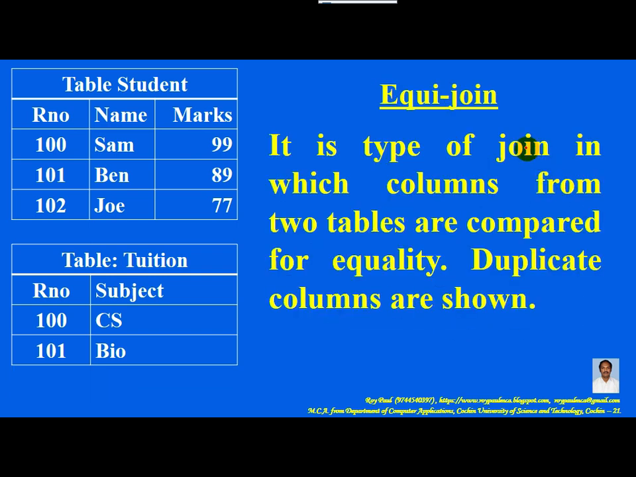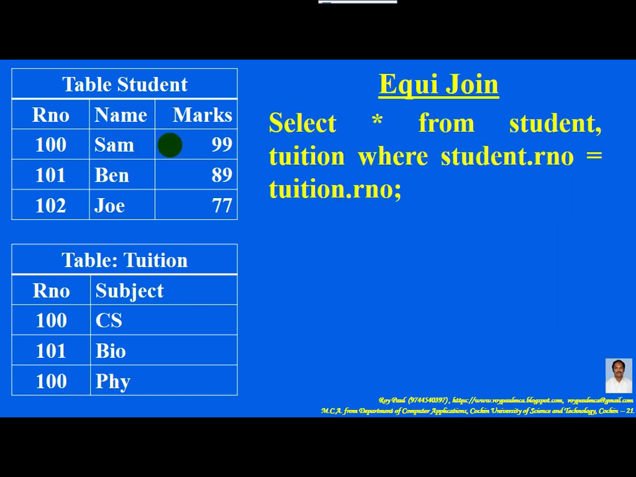Now the next type of join is EQ join. It is a type of join in which columns from two tables are compared for equality. Duplicate columns are shown. So for these two tables, RNO is the identical column, and if the two tables are joined using equality, it becomes EQ join. Example, consider the statement select star from student comma tuition where student.rno equal to tuition.rno. So you can see that the two tables are joined using the equal to sign. Now in EQ join, the duplicate columns will repeat in the output.